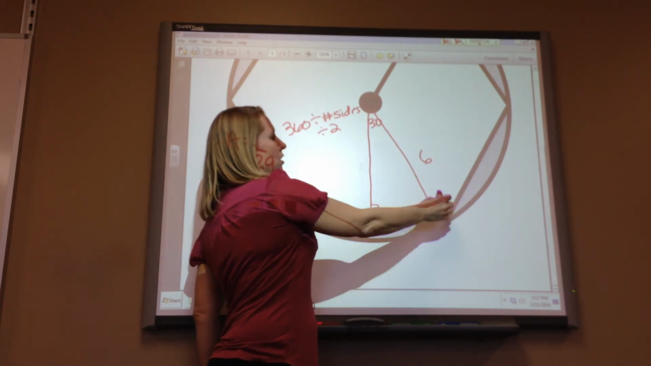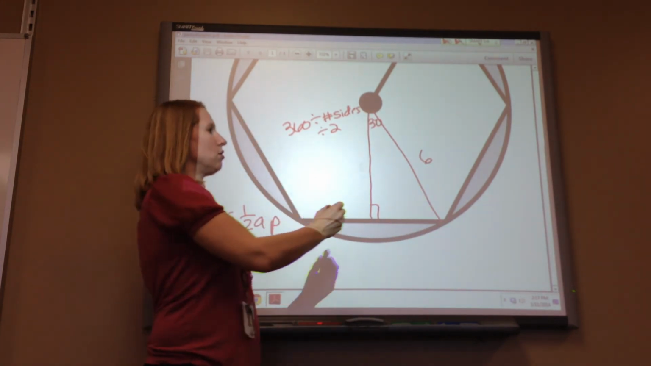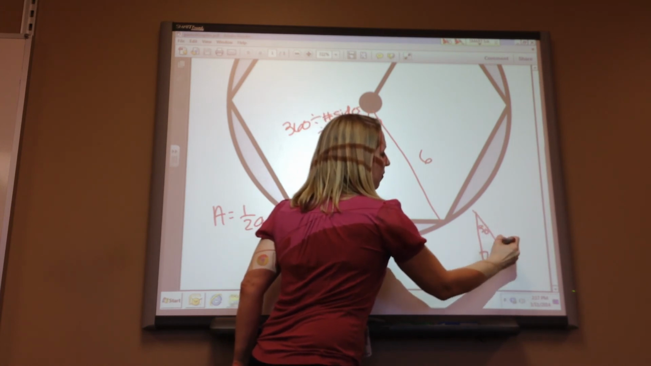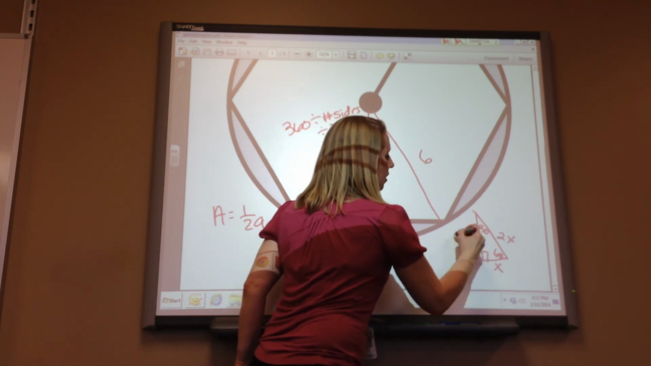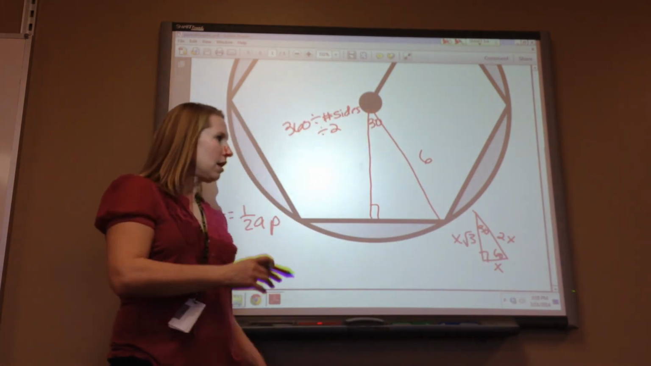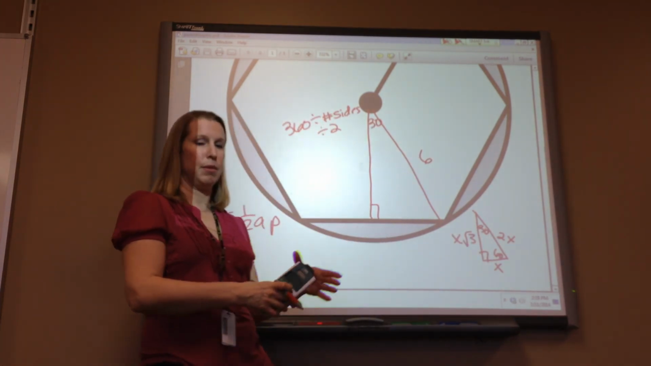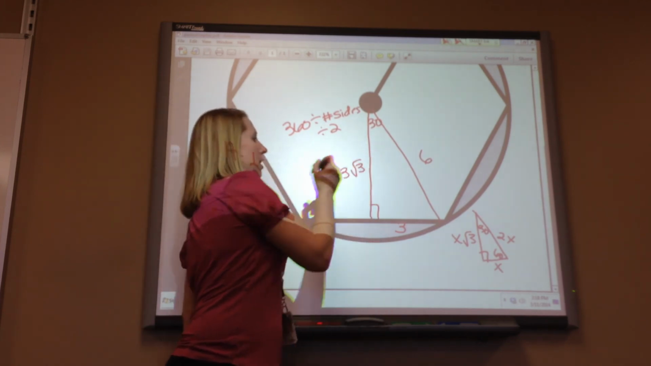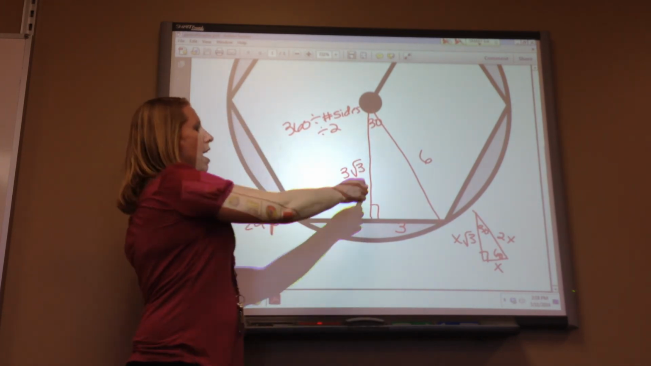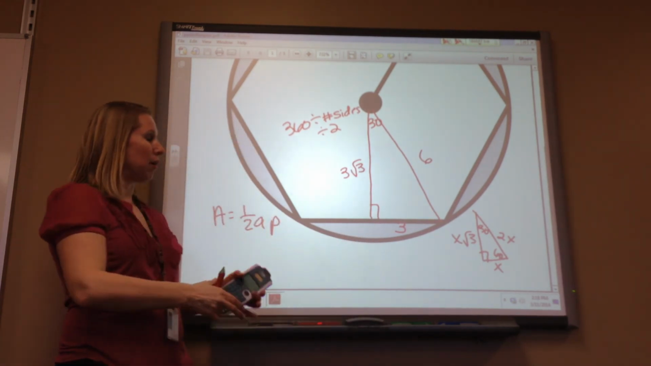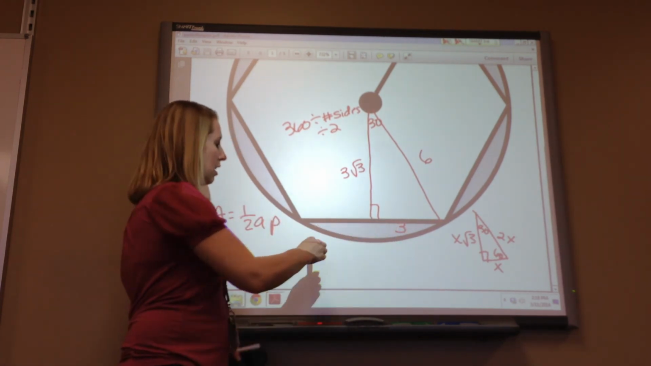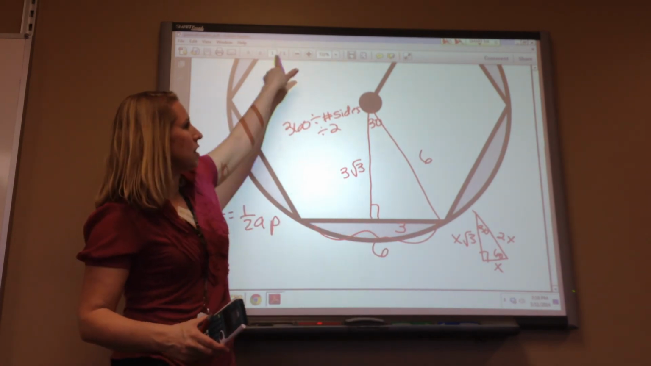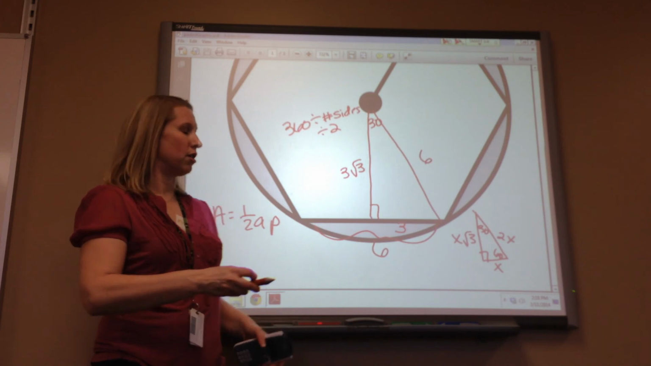The hypotenuse is 6. So you have to divide by 2. If you forgot your 30, 60, 90 rules, it's x, 2x, and x radical 3. So we know the hypotenuse, so we divide by 2, so 3. And then the long leg is 3 radical 3. So now I know the apothem. I can figure out the perimeter. If this piece is 3, this whole side would be 6. And then there are 6 sides, so the perimeter would be 36.